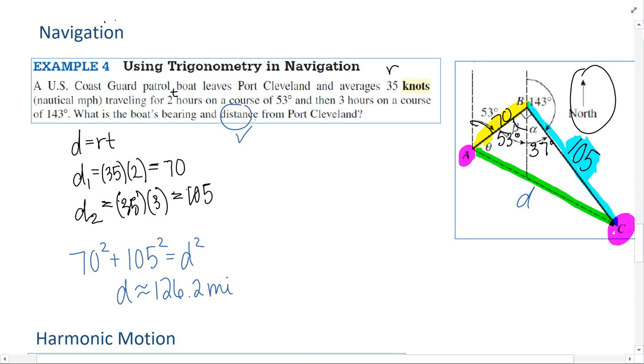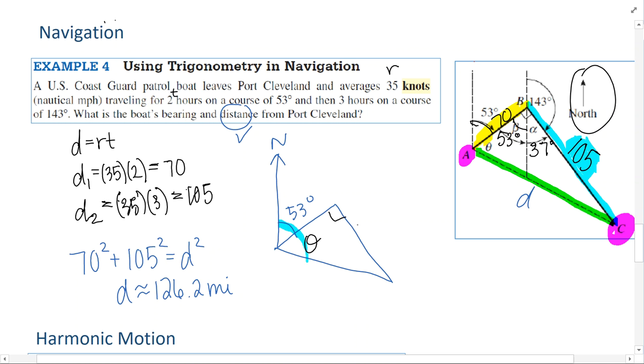Now let's talk about the bearing. If I sketch out this triangle, here's north. We know that this angle is 53 degrees. Our bearing is going to be from 53 degrees all the way down to that line. So we need to find theta. If we can add theta to 53, we can get the bearing.